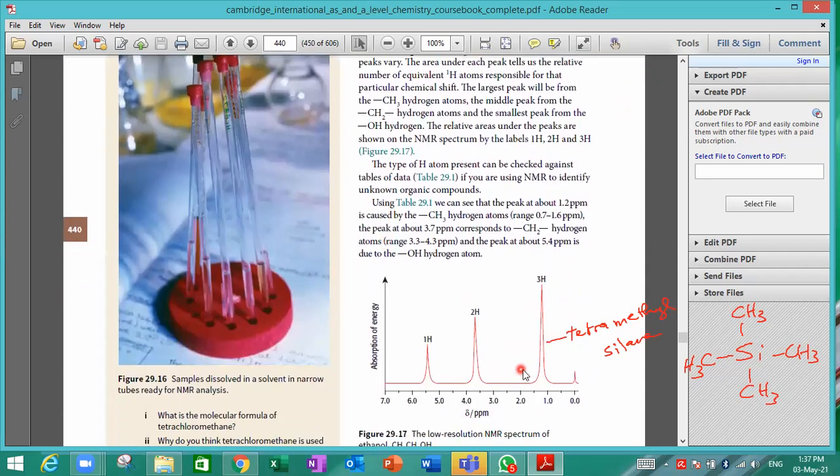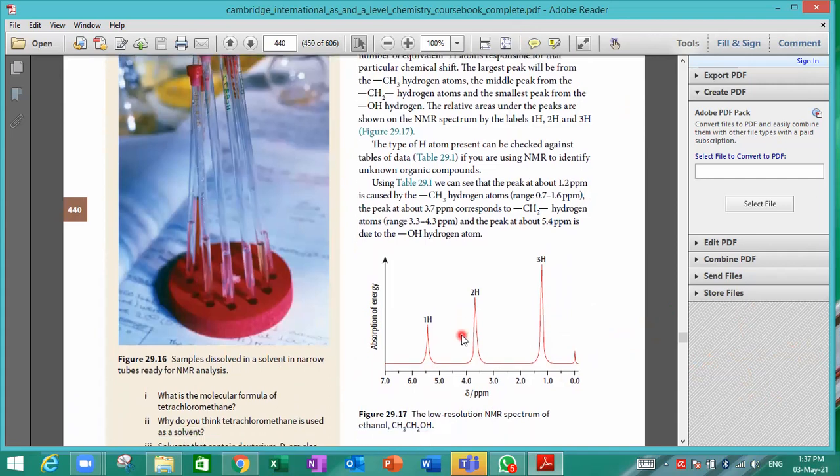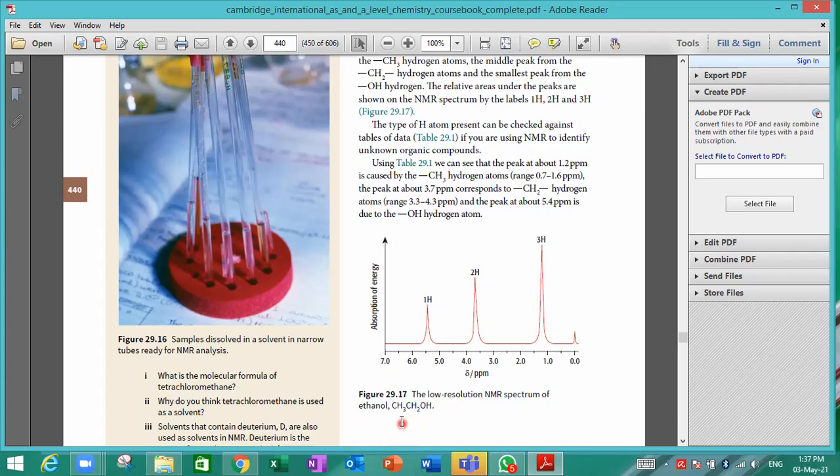You see, these are the peaks that come from an NMR spectroscopy. We draw absorption of energy, of course, of the radio frequency that I told you about, against the chemical shift. We call it delta in parts per million. When we have 3 peaks like this, it means that we have 3 different environments for the hydrogens. Of course, this is of ethanol. Here we have 3 different environments for hydrogens.